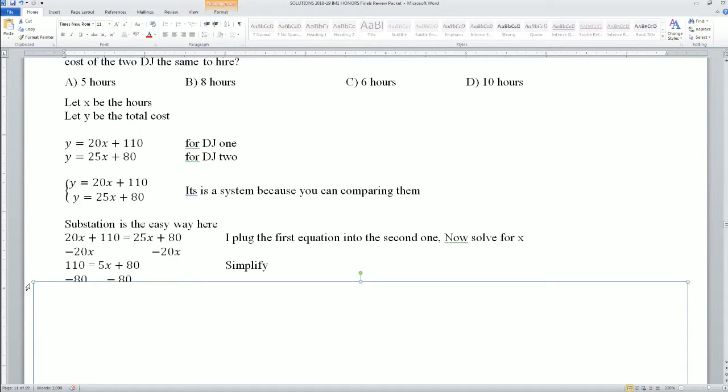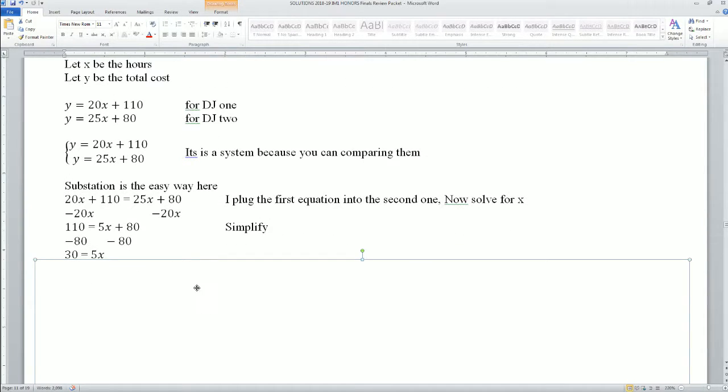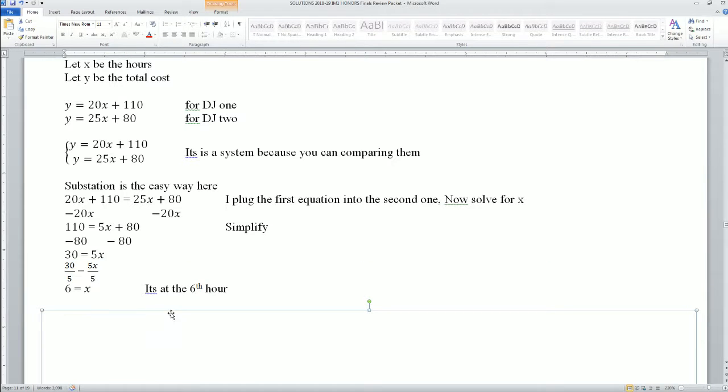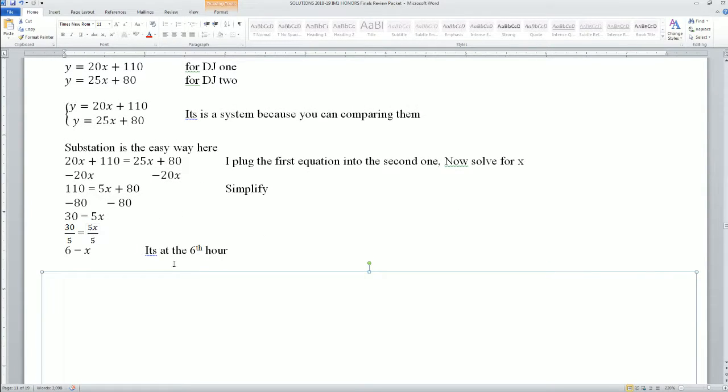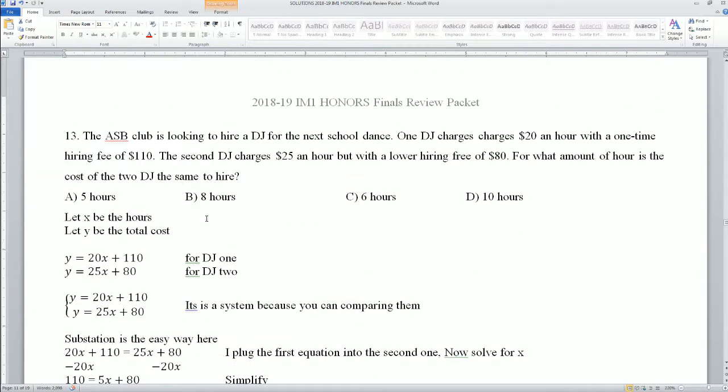Now solve for x. Subtract 20x from both sides. I simplify. Subtract 80 from both sides. I get the variable on one side, the number on the other side. Divide by 5 on both sides. I got x equals 6. So it is the 6th hour.